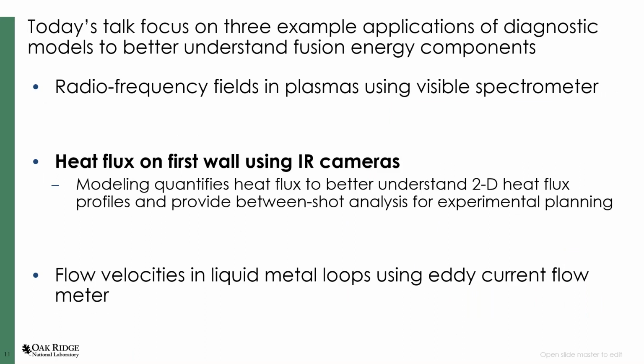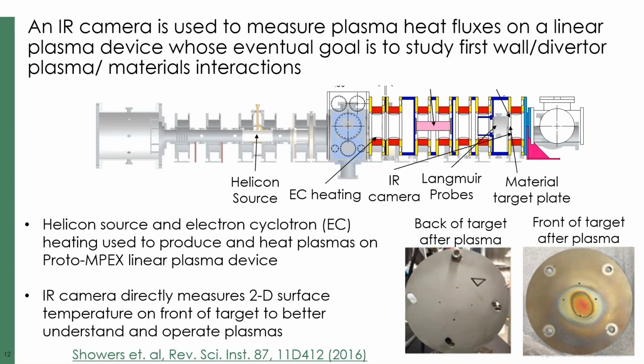Okay, so let me now move on to the second topic, which is measuring heat flux on first walls using IR cameras. We have an IR camera that is installed on a linear plasma device that I show here. This plasma device is called Proto-MPEX. It consists of a helicon source to produce the plasma, electron cyclotron heating to heat the plasma, and the IR camera that measures the surface temperature in front of the material target plate.